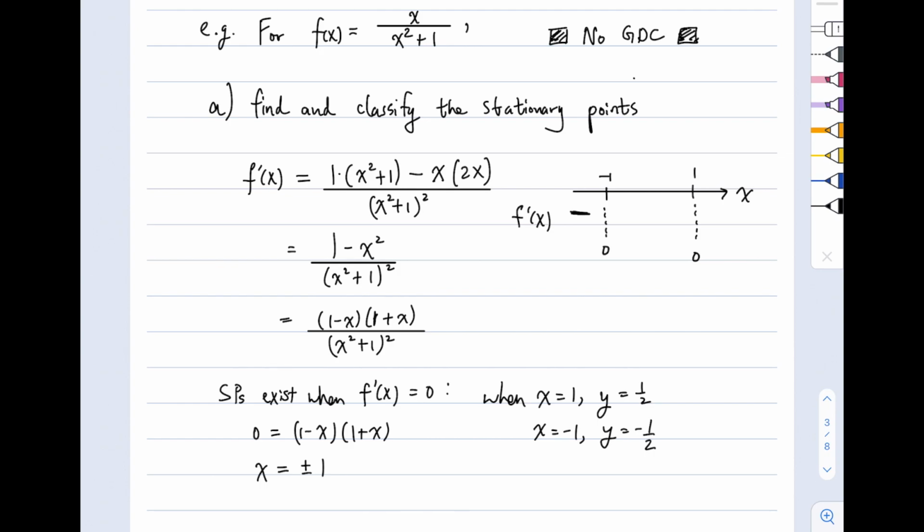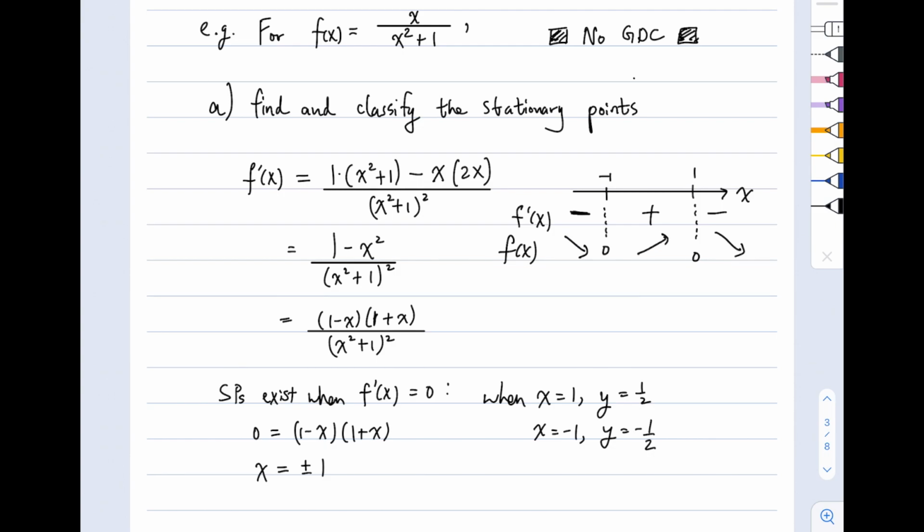Now we have to test a value between -1 and 1. We could test 0. If we test 0, we get overall positive. And then if we try a value to the right of 1, maybe 2 or something, we'll get negative and positive, so negative overall. What this tells us is that the function is decreasing, then increasing, and then decreasing.